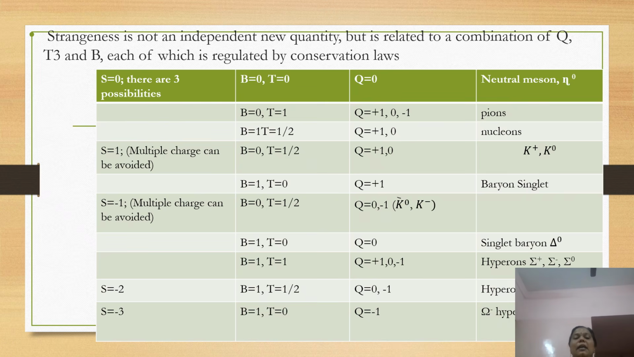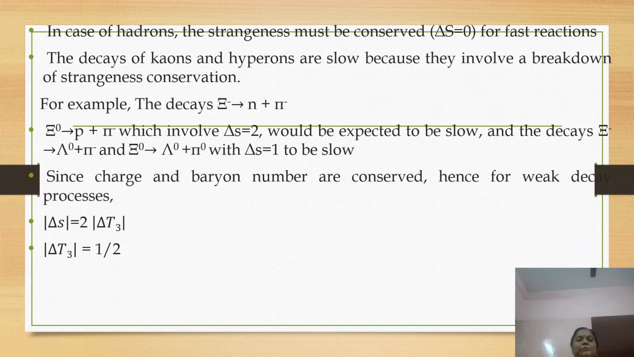Similarly, in the same way, the S equal to 1 and S equal to minus 1 possibilities are worked out, from which the values of Q are used to identify the elementary particle, and S equal to minus 2 and minus 3 are also used here.